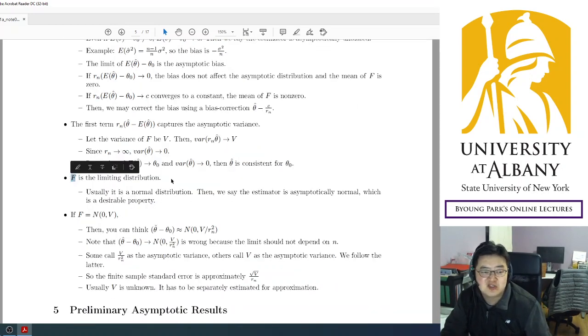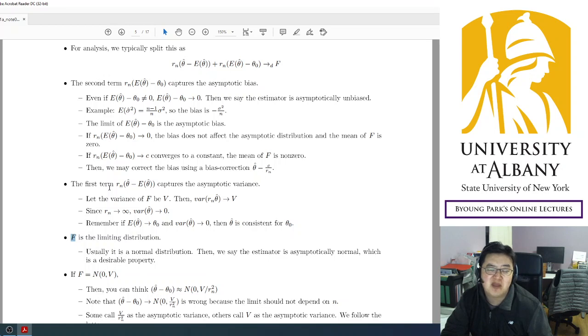And by the way, what then? Then the limiting distribution is F, and the limiting distribution is usually a normal distribution. There are many other examples that do not have a normal distribution, but most of the estimators you are going to see will have a normal distribution as a limiting distribution. Then if the limiting distribution is normal, we say the estimator is asymptotically normal.